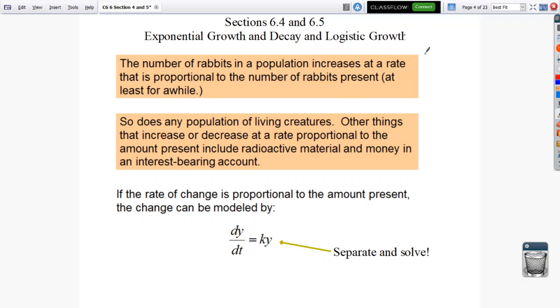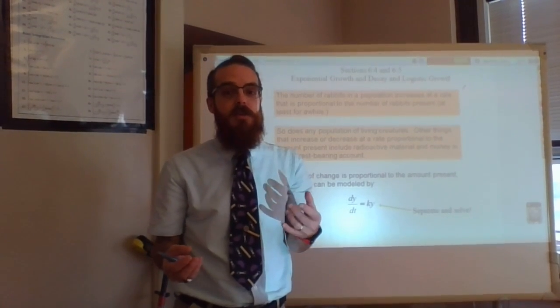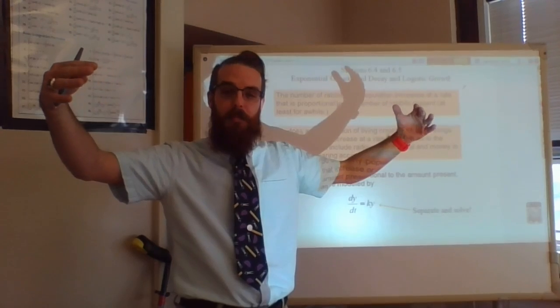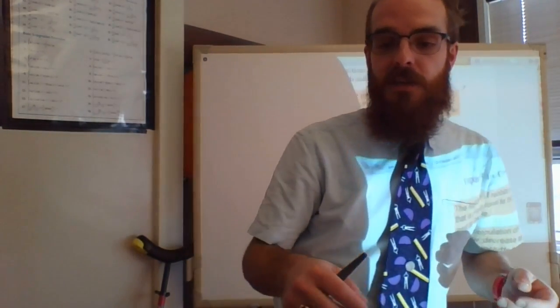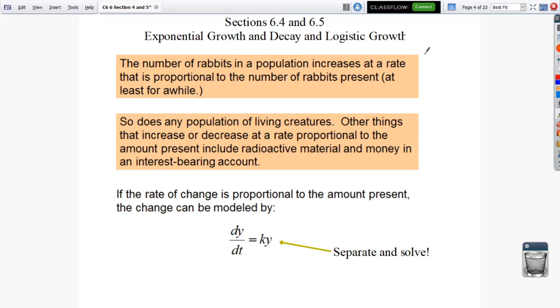I know I'm just reading exactly what's on the board, but let's say we start with 2 rabbits. And those 2 rabbits, without getting too graphic, reproduce, and they produce more rabbits. And then those more rabbits reproduce again, and they produce more rabbits. And as the population gets bigger and bigger, you're going to produce more offspring for each generation. So that's what we're talking about when we say a population increases at a rate proportional to its population size.